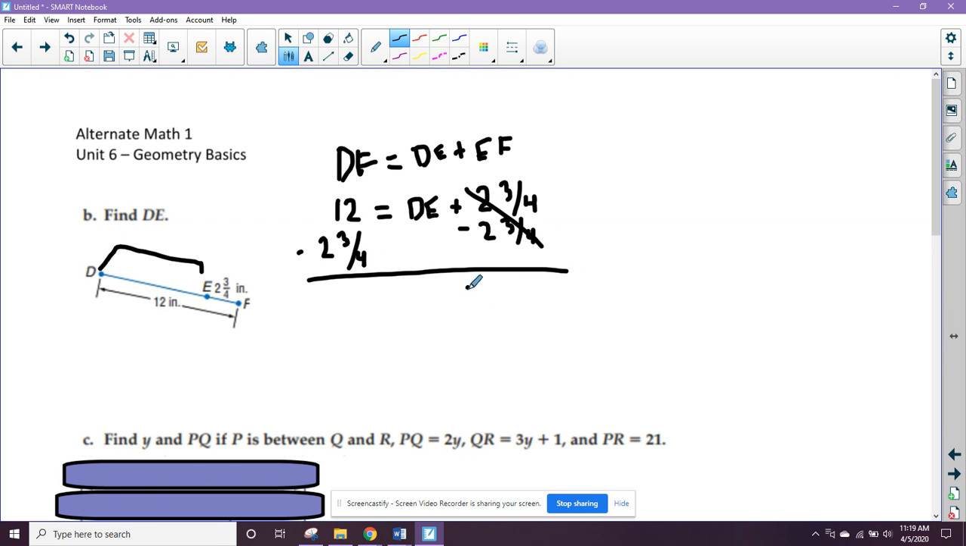Cancels out. So you're going to have DE equaling, and then you have to figure out what is 12 minus 2 3/4. Do not let the fraction scare you. 3/4, if you're thinking of quarters, is 75 cents. So what is 12 minus 2.75? And that is 9.25, which is 9 1/4.